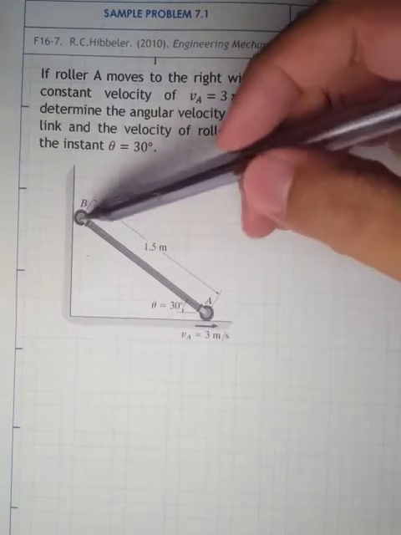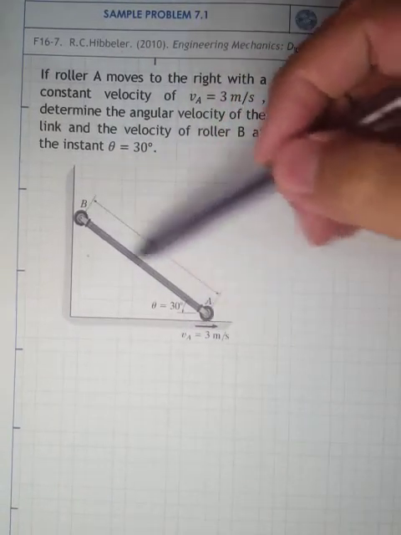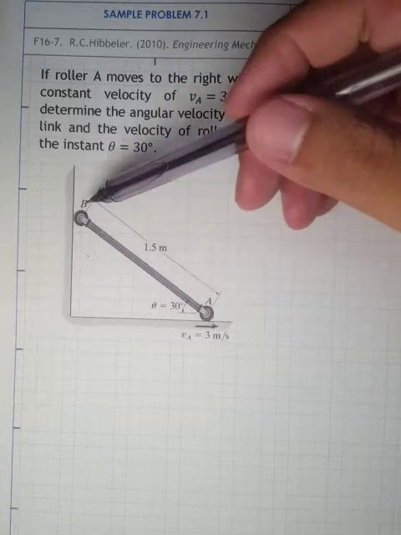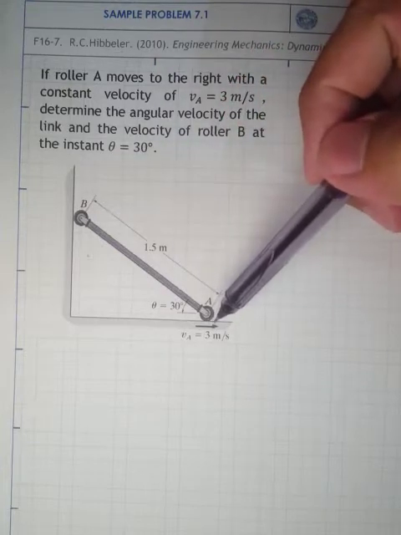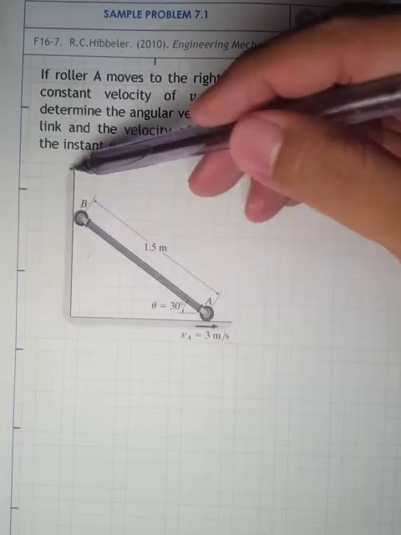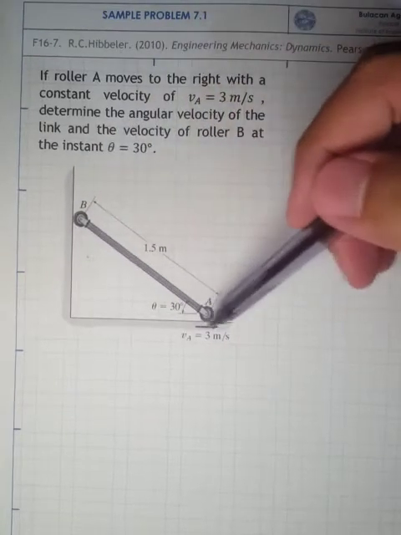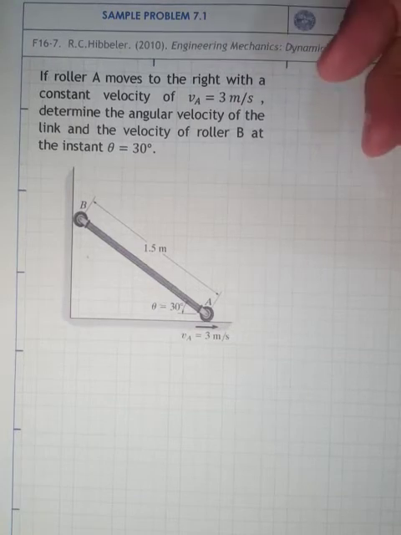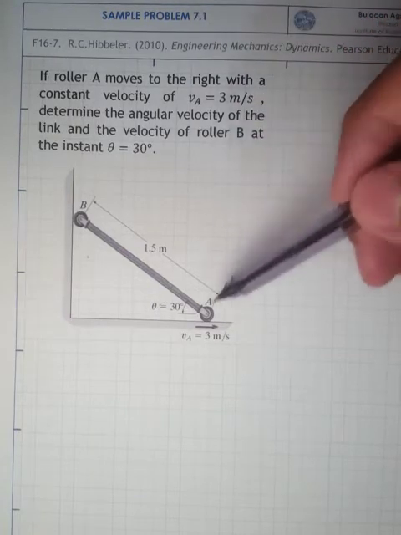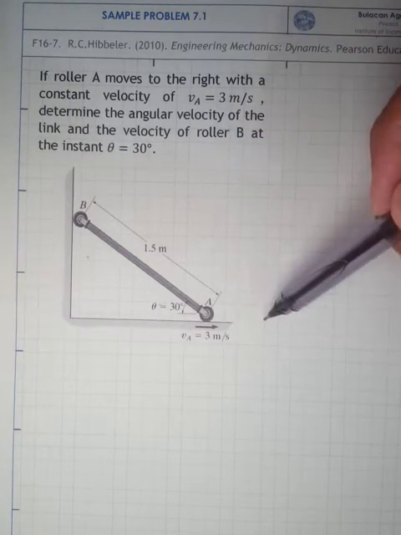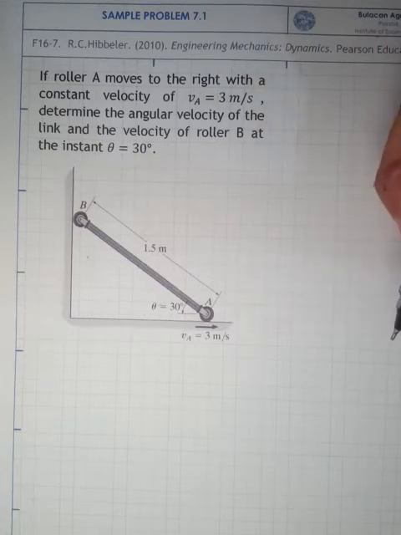So we have this link over here, and the ends of the link are just rollers, and it's resting on this, let's say, vertical wall, and then this ground over here. So if roller A moves to the right, for example this roller moves to the right, determine the angular velocity and the velocity of roller B.